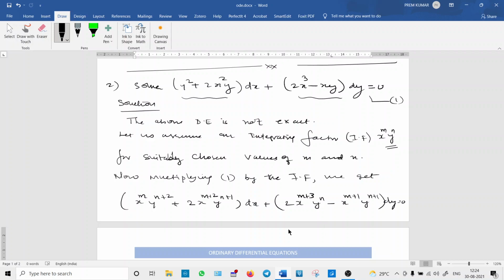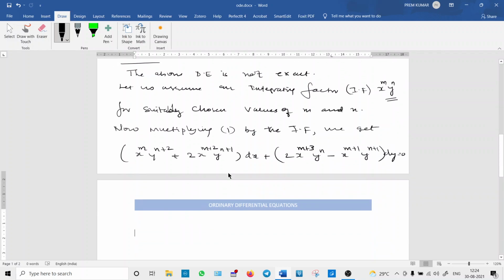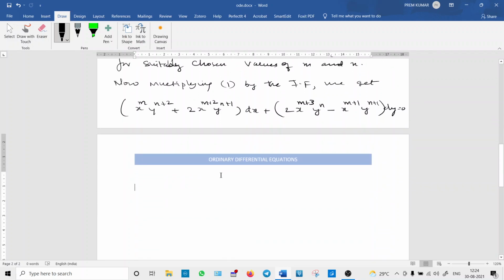So we have multiplied the integrating factor. Once again you can check the terms, whether the exponents are correct: x power of m plus 1, y power of n plus 1. So now after multiplying the integrating factor, the differential equation must be exact. That is the meaning of integrating factor.